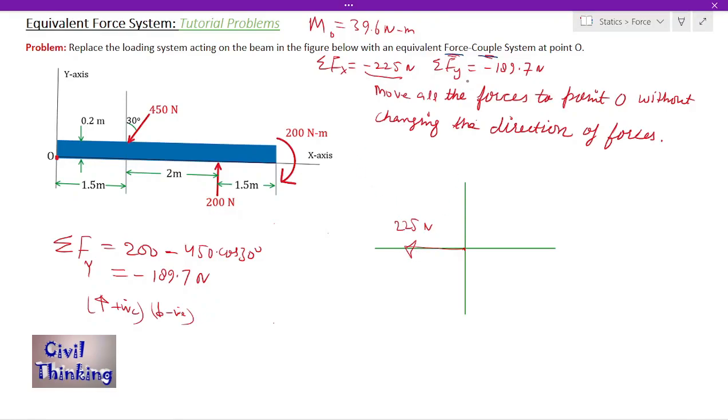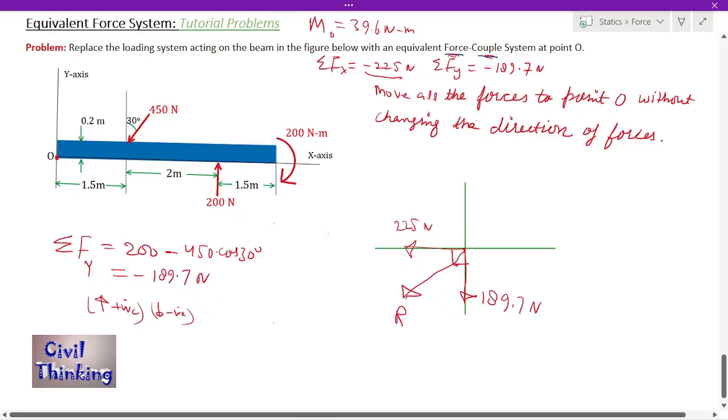Now summation F y is the vertical force, which is negative 189.7, and negative means downwards. Okay, 189.7 newton. Okay, now I can find the resultant. The resultant may be somehow like this. The resultant will be between them because they are making an angle of 90 degrees with each other. So the resultant is, let me erase this first.